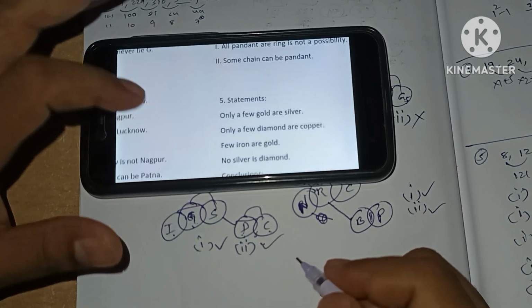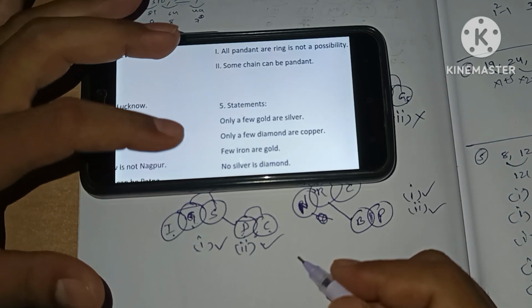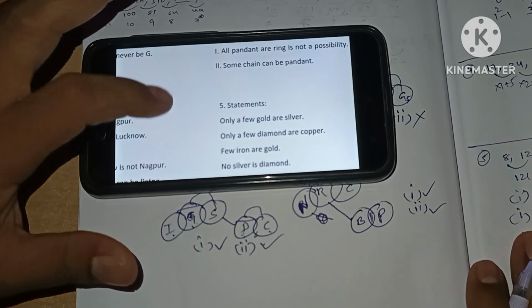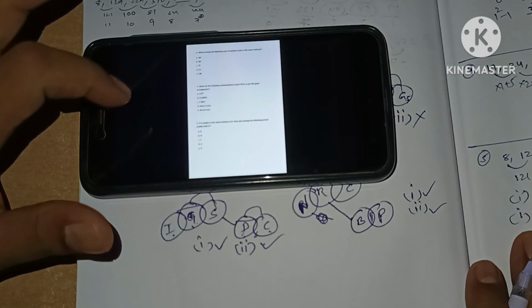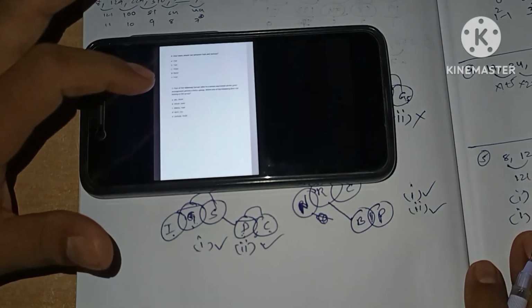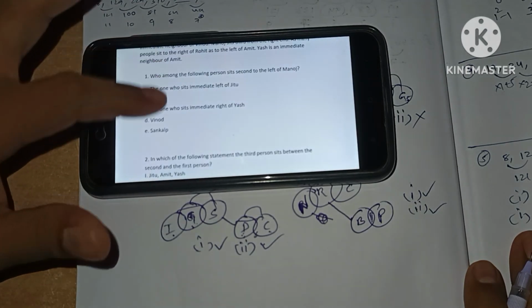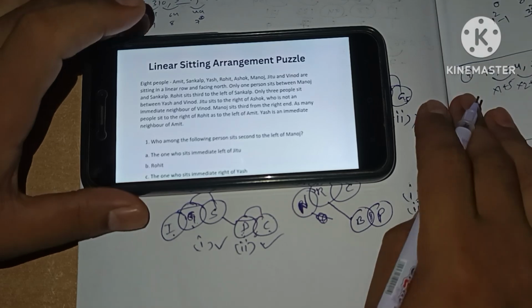By this we have completed the score booster topics. Now we are going to see a reasoning puzzle. Linear sitting arrangement reasoning puzzle.